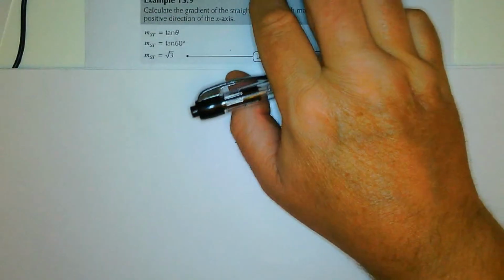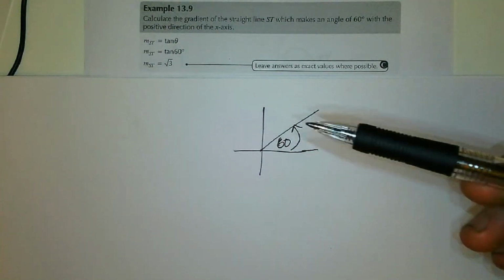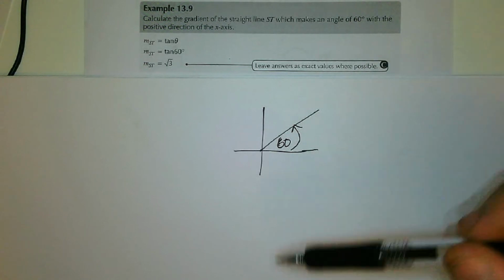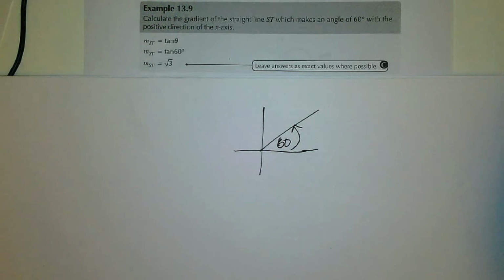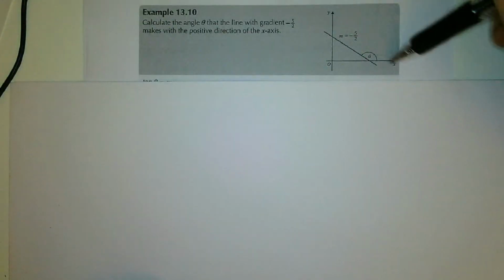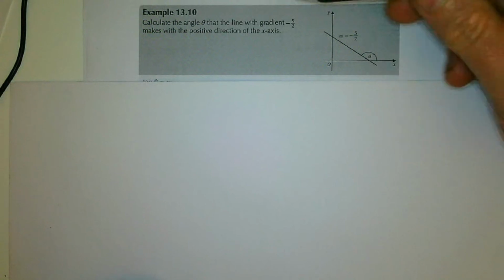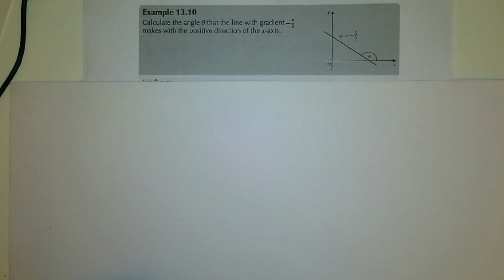Now I want to do one example where it's the other way. It's where you're given the gradient and you need to get back to the angle, and this is quite important. This is more like an exam question. Okay, in this one here, calculate the angle theta that the line with the gradient minus 5 over 2 makes with the positive direction of the x-axis. Now, you know you're going to use m equals tan theta.